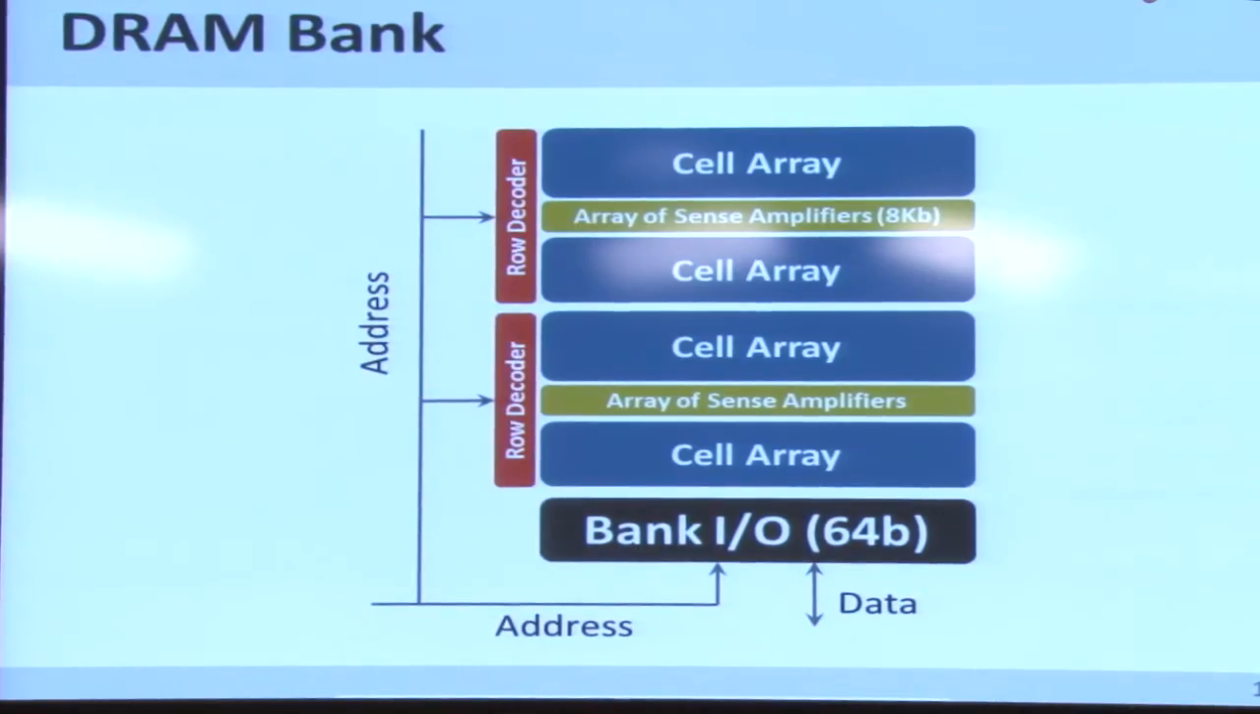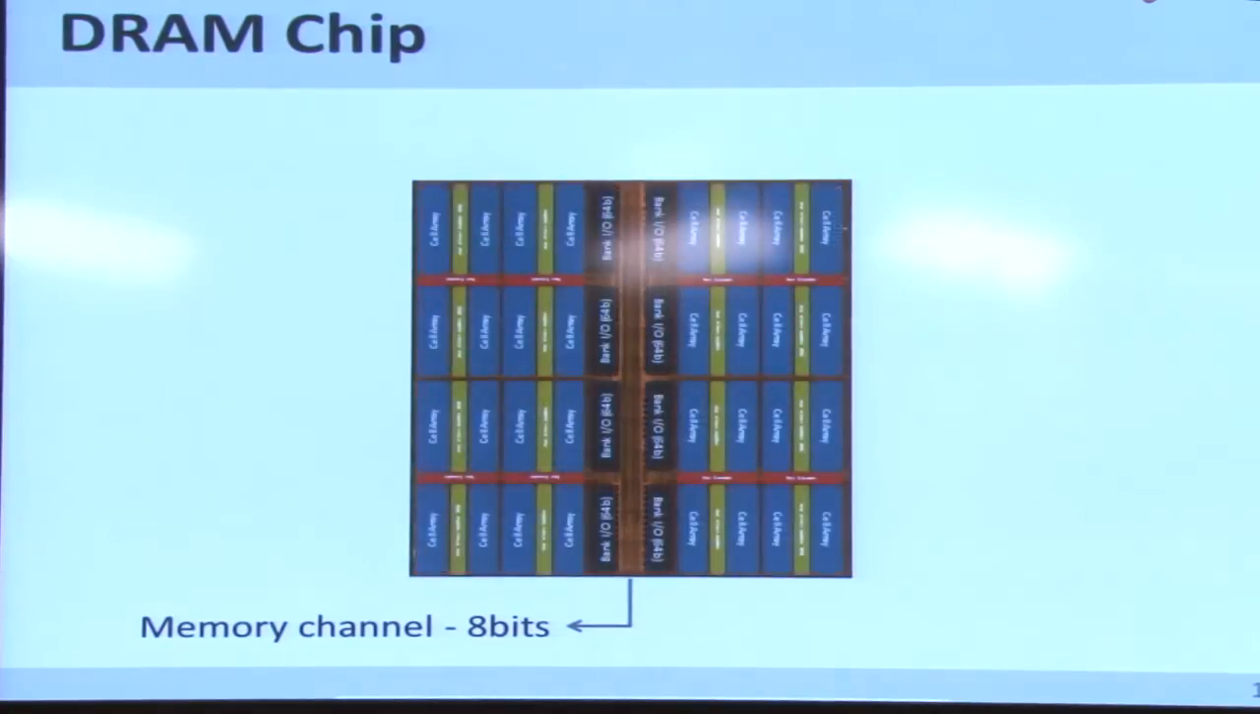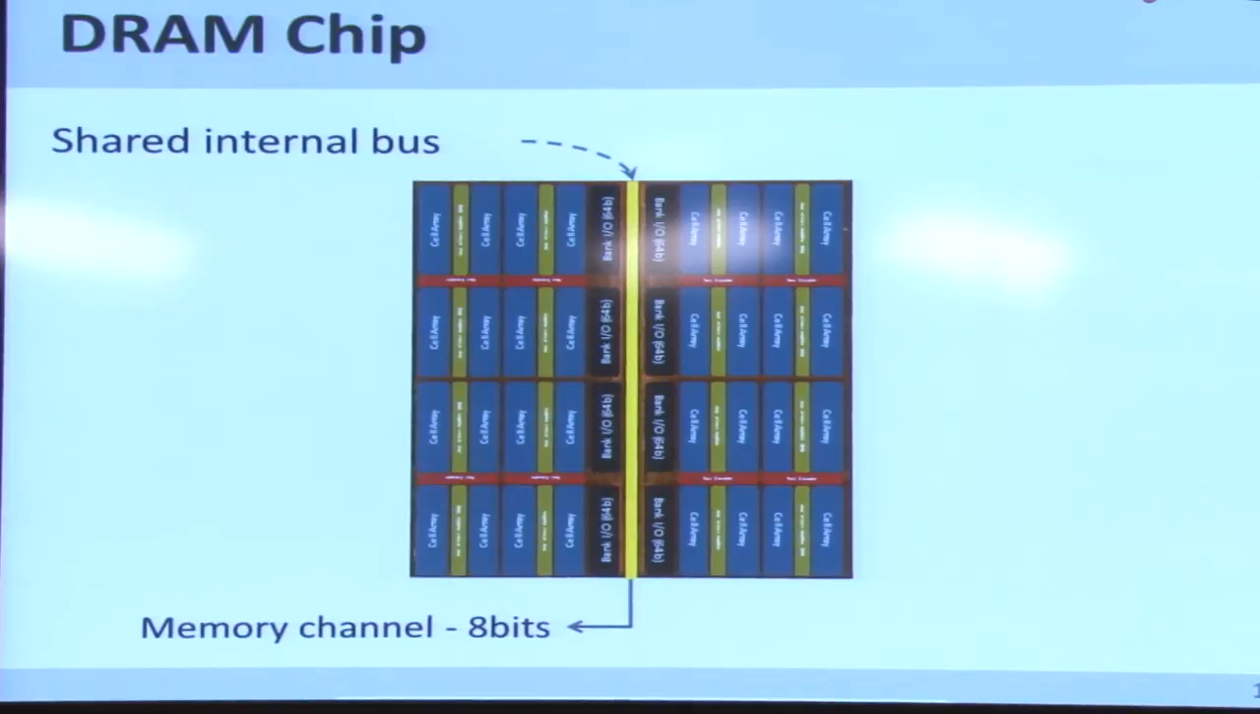So if you dive into how exactly, okay, this is before we go into the DRAM operation. This is the DRAM chip that I showed before, and essentially what you have is the banks filling the chip. In this case, we have 8 banks, and all these 8 banks share an internal bus, which connects the bank I/O logic of each bank to the memory channel that is outside of the chip.